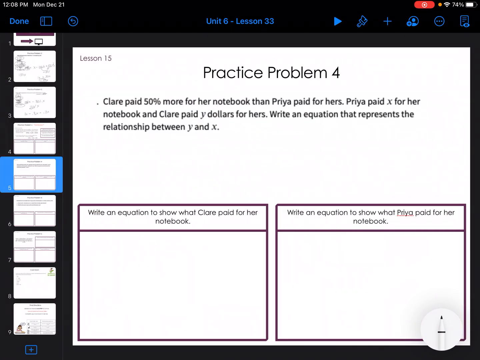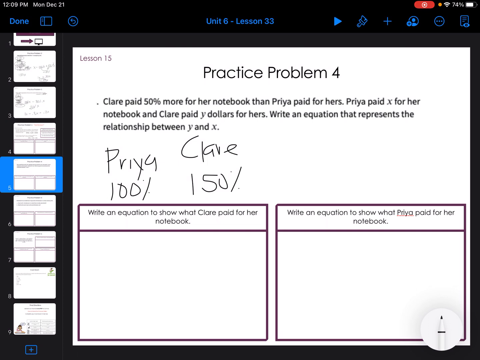All right. Next one, Claire paid 50% more for her notebook than Priya paid for hers. Priya paid X. So remember, Priya paid 100%, right? So that means that Claire paid 150%. Write an equation that represents the relationship between X and Y. So write an expression that shows what Claire paid for her notebook.